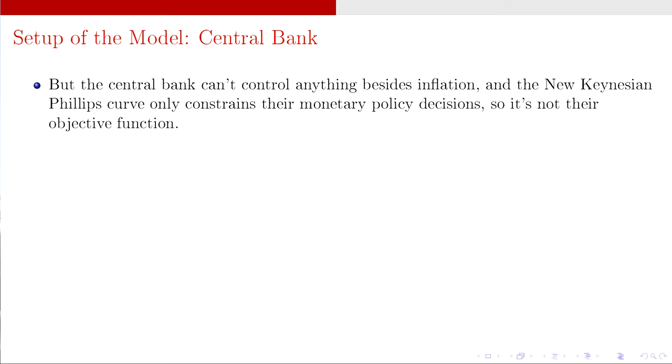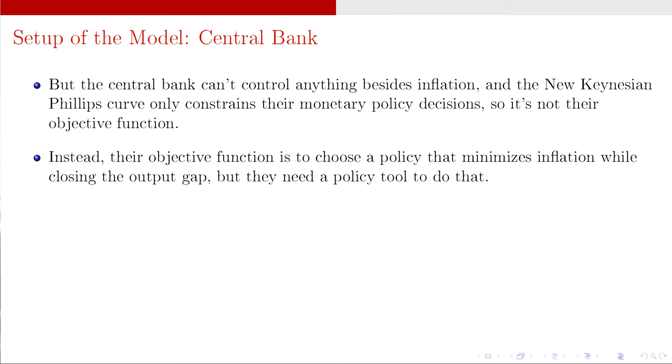So don't worry about that. Now, the central bank can't control anything besides inflation. And the New Keynesian Phillips curve basically only constrains their monetary policy decisions, so it's not their objective function. Instead, their objective function is to choose a policy that minimizes inflation while closing the output gap, but they have to have a policy tool to do that.